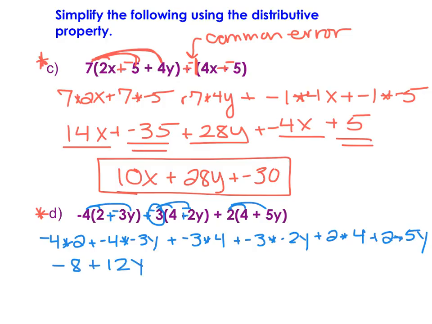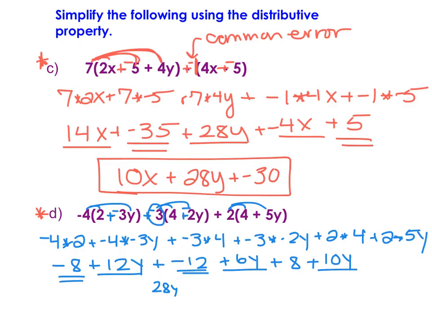So now if we go through, we have negative 8 plus negative 4 times negative 3 is 12y plus negative 12. Negative 3 times negative 2 is plus 6y plus 8 plus 10y. So we have a number of things that can be combined together. First, let's take a look at the y's. We have 12y plus 6y, so that gives us 18y plus 10 more, so we have 28y all combined together. We have negative 8 and negative 12. That brings us to negative 20. And then plus 8 more brings us to negative 12.